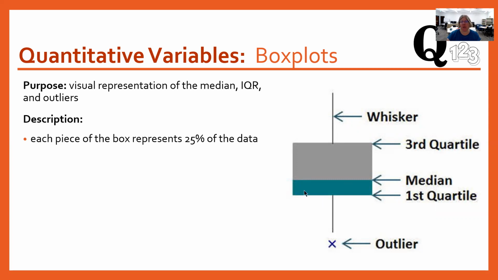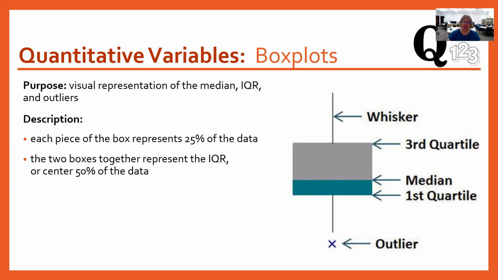Each part of the box represents 25% of the data. This lower blue part is 25% of the data, and this upper gray part is also 25% of the data. Even though the box itself appears to be bigger, it's just where 25% of the data, from the lowest to the highest value, is. The box itself represents the IQR. So the bottom of the box to the top of the box is the center 50% of your data.